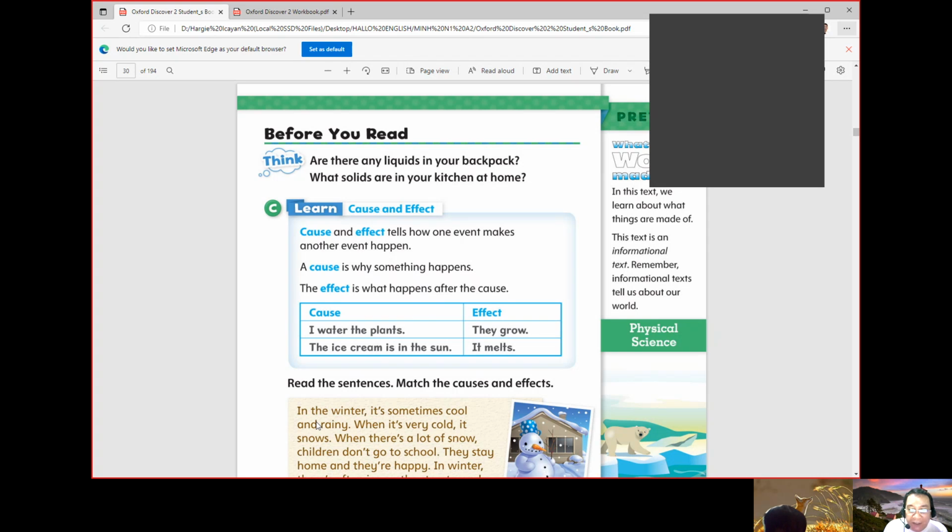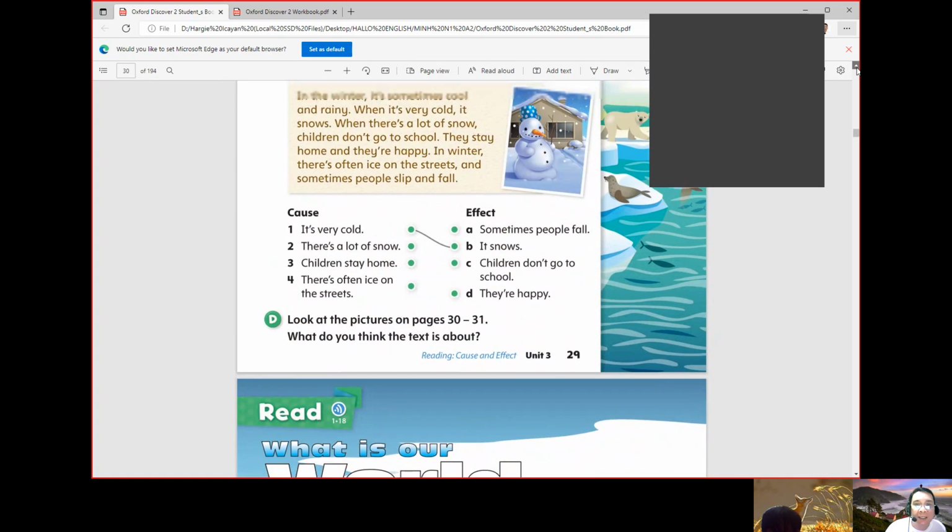Okay, so do you understand now the concept of cause and effect? Yes. Again, is it possible to have the effect first before the cause? No. Remember, it should always be cause first, because when we say cause, it is why something happens. And then after the cause, there would be an effect. Did you get it, Min? Yes.